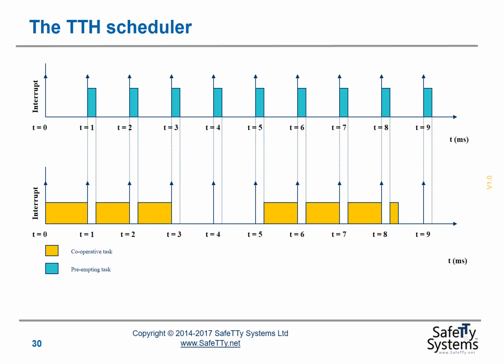So as we put together a time-triggered hybrid scheduler, we end up with a system that looks something like this. We have, in this case, our preempting tasks shown in blue on this slide, and we have a single cooperative task shown in yellow on this slide. So periodically we transfer control from our cooperative task, which is interrupted or preempted, to our short, higher priority task shown in blue.